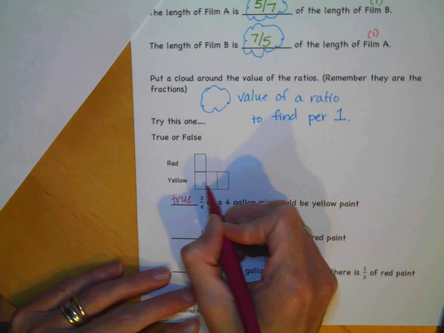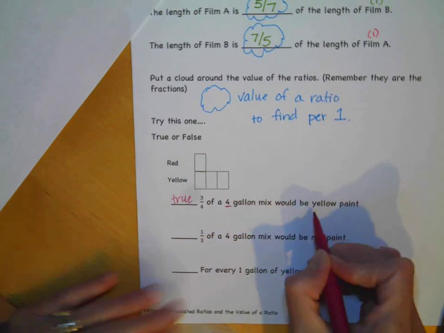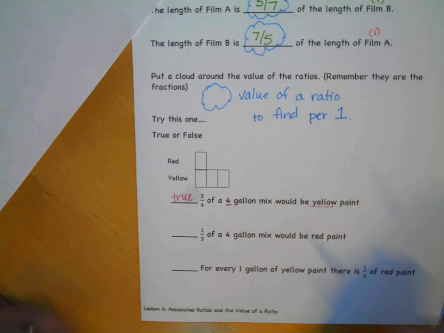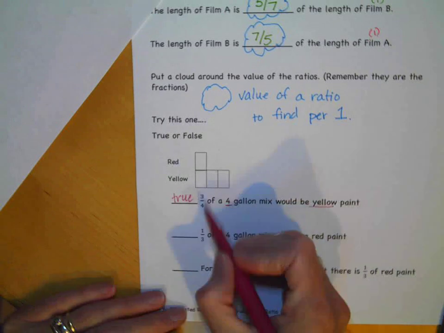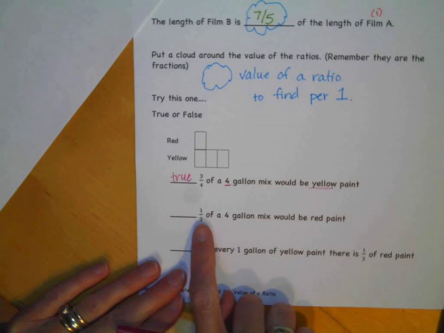Okay? Does everybody see it? How many gallons are there? 1, 2, 3, 4. So that's where the 4-gallon mix comes from. Then it says, what of the 4 gallons is yellow? 3 of them. So 3/4 of the 4-gallon mix would be yellow paint. The answer is true. Okay?